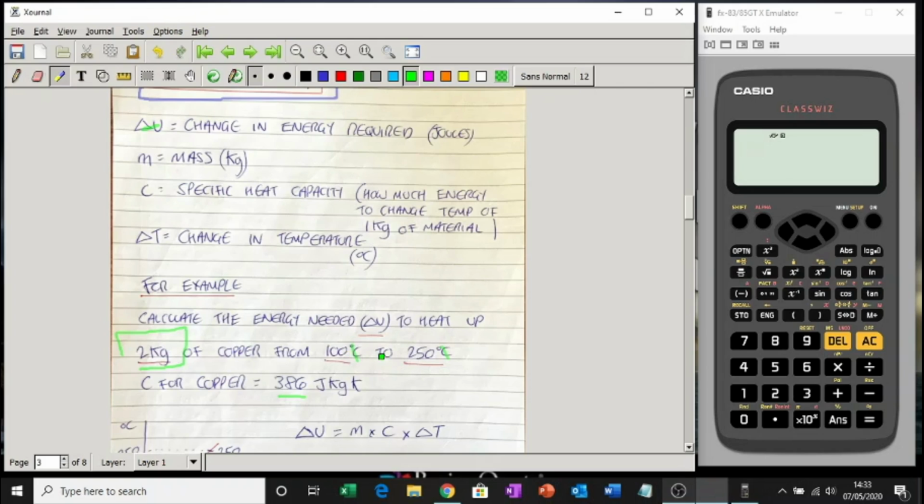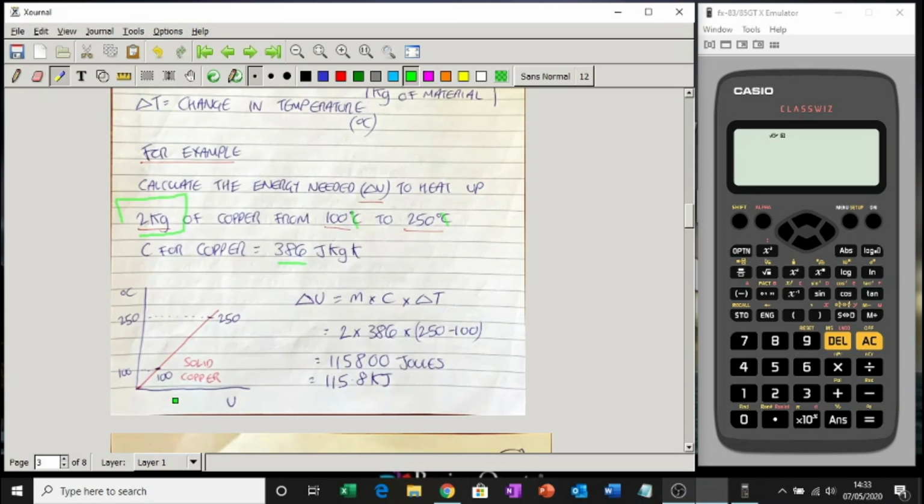Don't forget, it's the difference. So if that was in Kelvin, it'll still be the same difference, won't it? So it makes no difference. So here's our graph. So we know that copper at 100 degrees C is solid, say. So 250. So we need to work out how much energy we need to put in to go from there to there. It's not going to melt it.